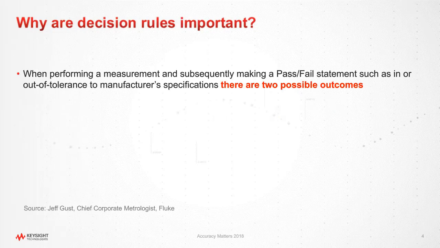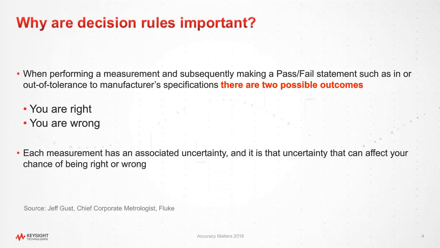So why are these decision rules important? When you perform a measurement and you make a pass-fail statement, such as in or out of tolerance, there's really only 2 possible outcomes: you're either right or you're wrong. So how do you know which one it is? Well, every measurement has an associated uncertainty with it. I'm going to talk more about that, but you can think of that as system errors. And it's that uncertainty that affects your chance of being right or wrong.